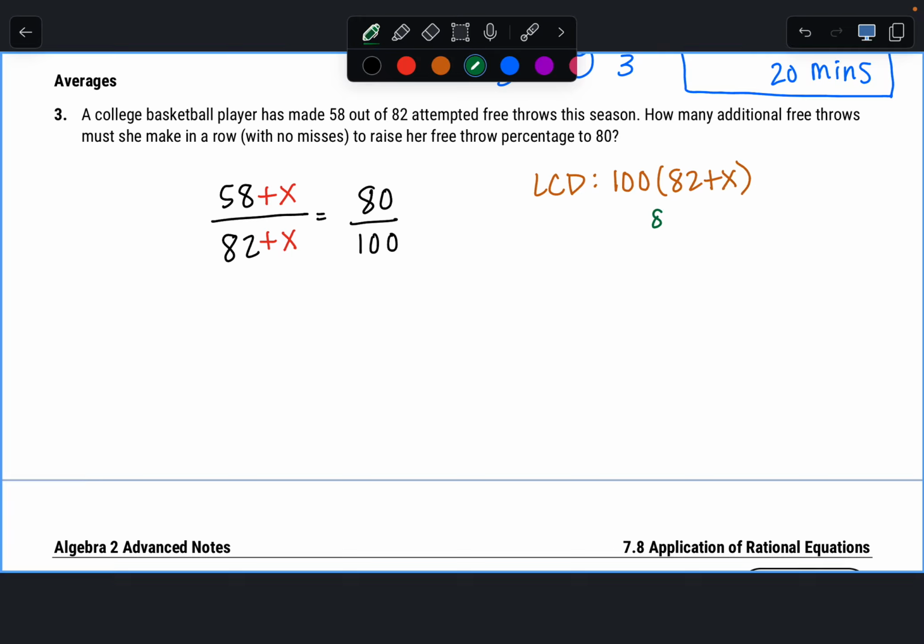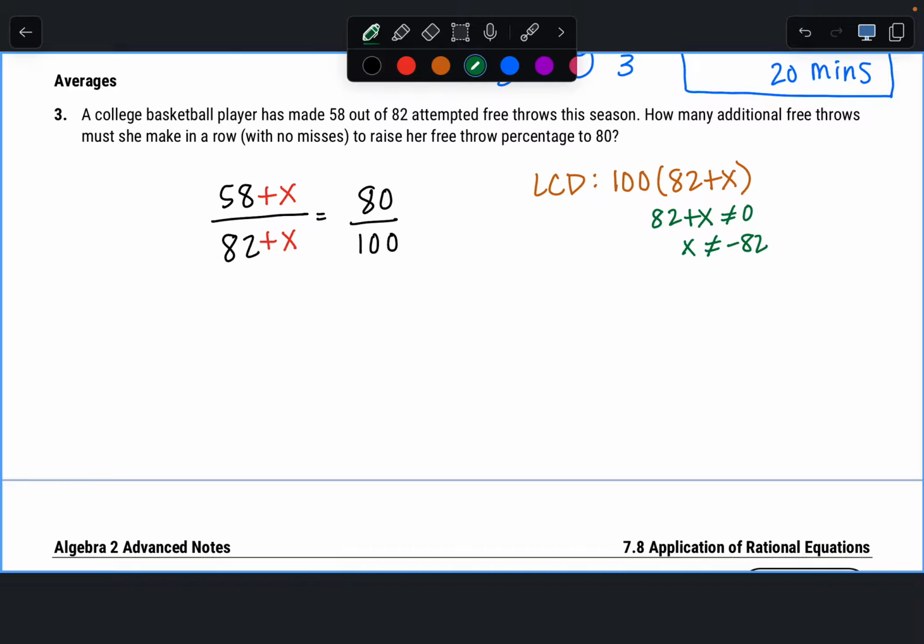Technically, I can say 82 plus x cannot equal 0. So x cannot equal negative 82. That's an undefined value, but we're not going to say that she's missing anything, so we're not going to have a negative value. But that would be technically my undefined value.